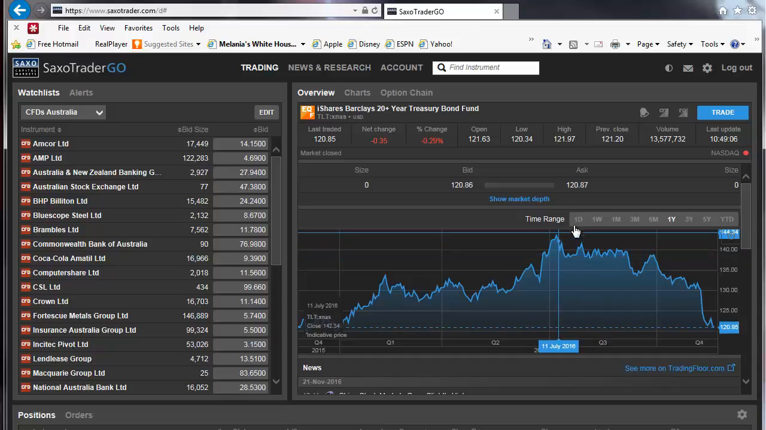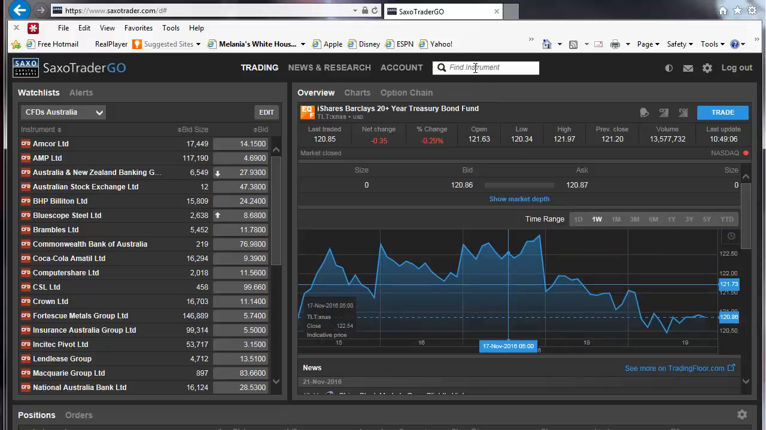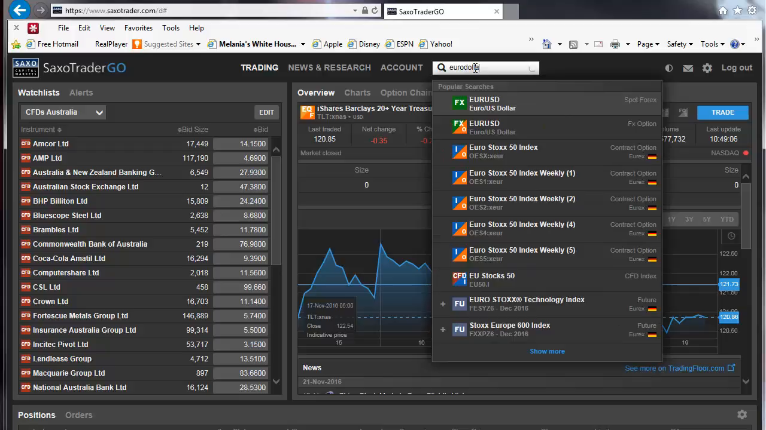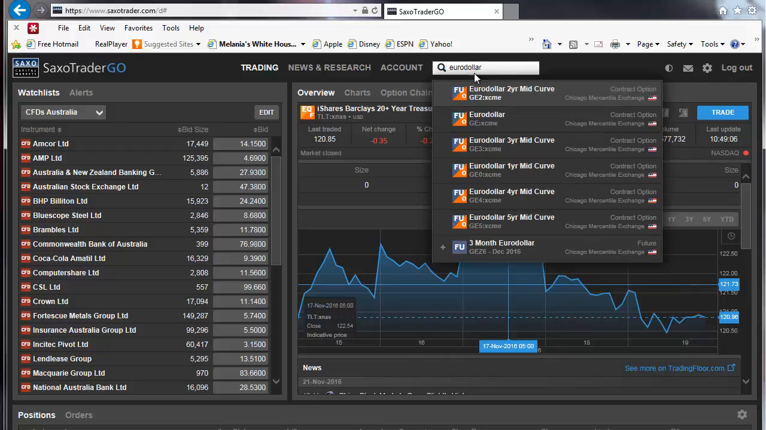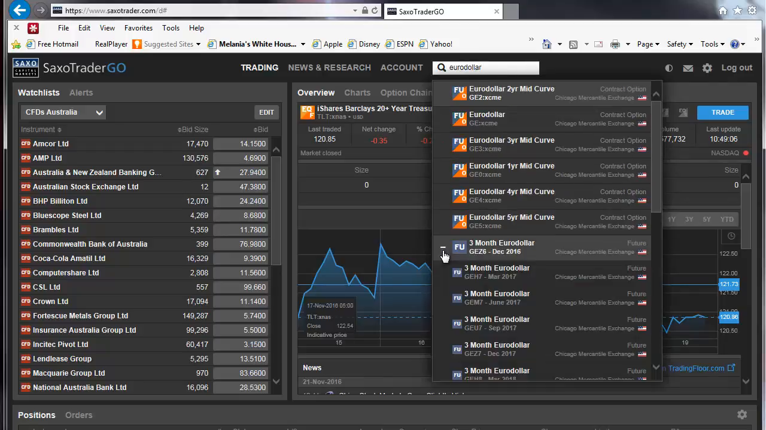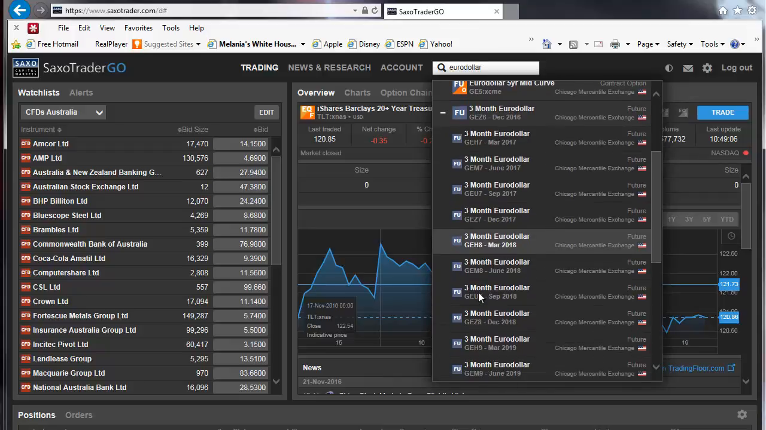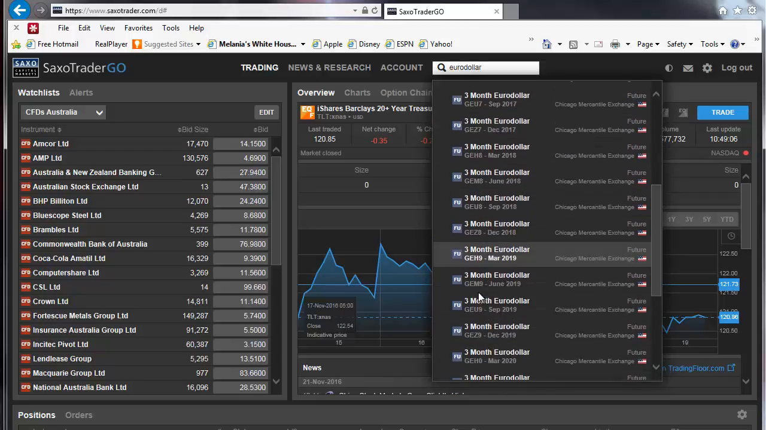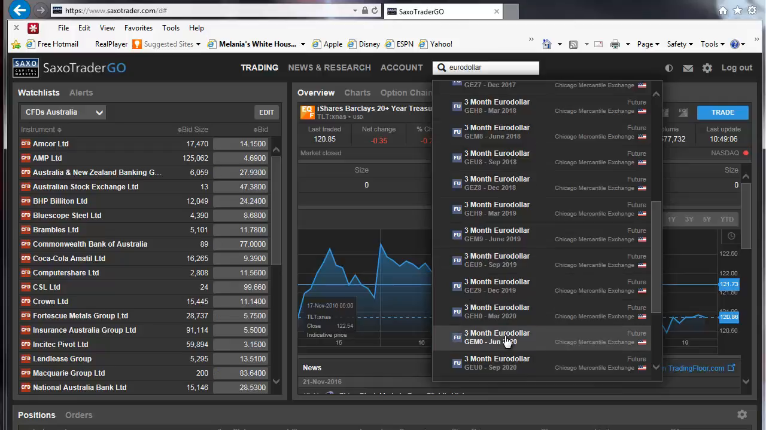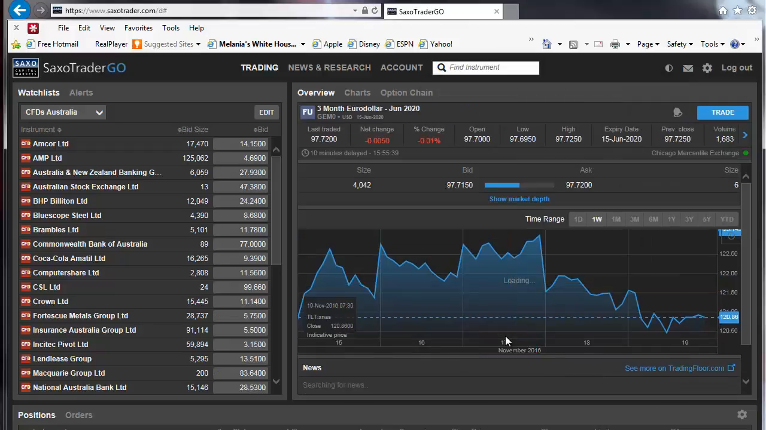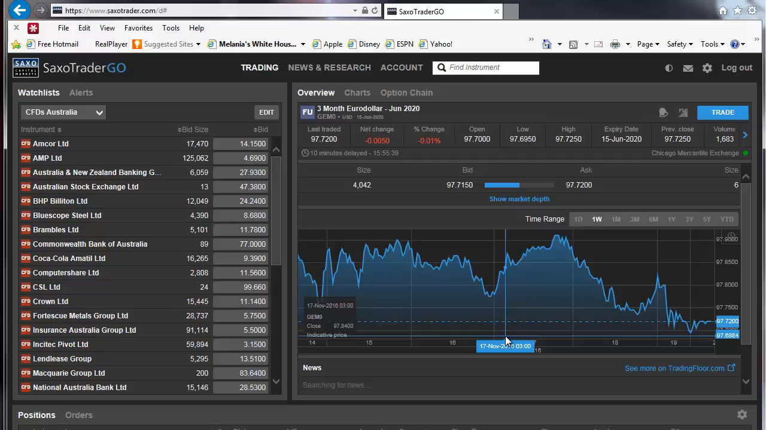Now let's have a look at short-term interest rates. So the first short-term interest rate I'm going to look at, I've typed in here euro dollar, and I'm going to use 3-month euro dollar. So this is short term, it says 3-month interest rates. This is a futures contract, and I picked the June 2020 contract, and I've picked that for a reason, because I actually have investments in that contract.